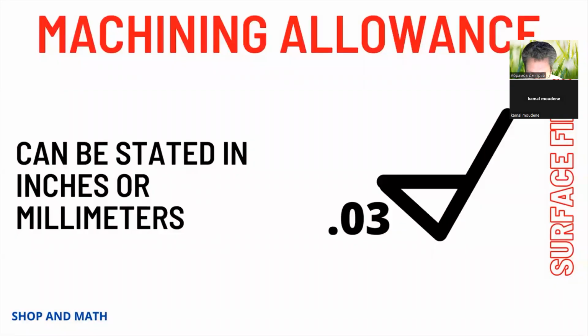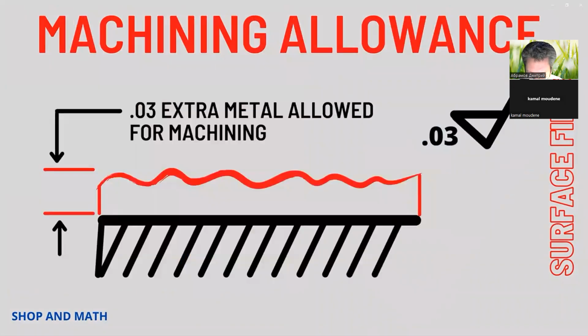Machining allowance to be stated in inches or millimeters. So this means that they left material on this surface to be removed, usually on castings or on material that has to have a certain amount removed to prevent warpage, such as cold rolled steel.